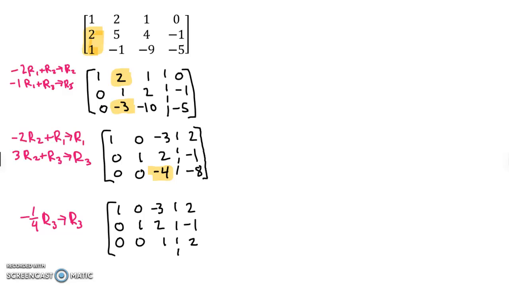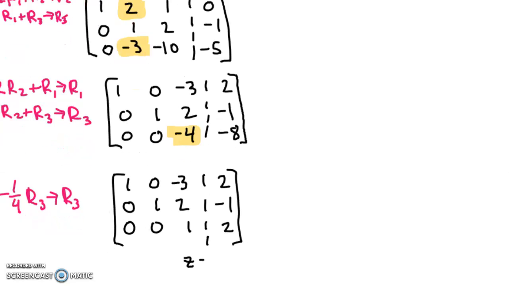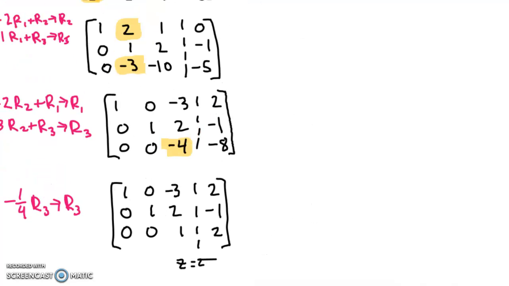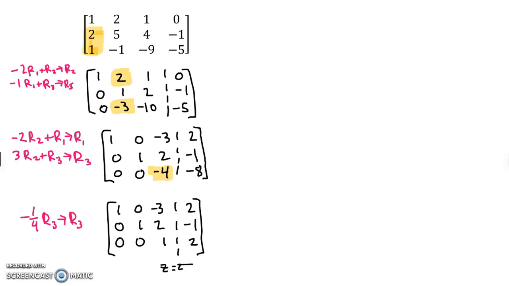From here, I can solve. This right here says that z equals 2, right? So if z equals 2, then I could plug z into this equation and get y, and then plug y and z into this equation to get x. But let's continue with reduced row echelon form and get these into zeros.